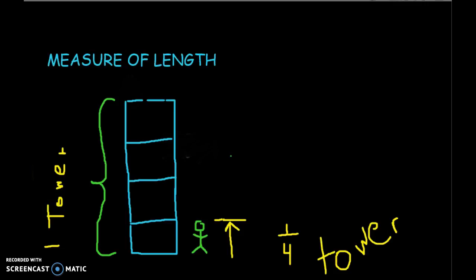The next way is as a measure of length. So here I have this tower. This is one tower. Here this person is next to the tower. They are 1/4 of the tower. 1/4 of a tower. So here this is a measure of length.